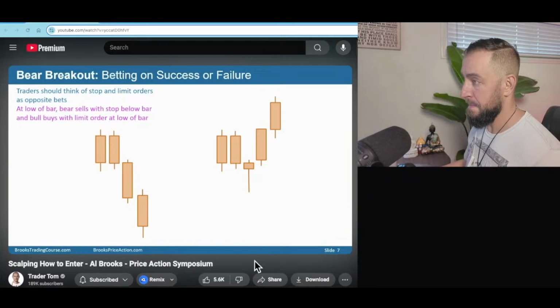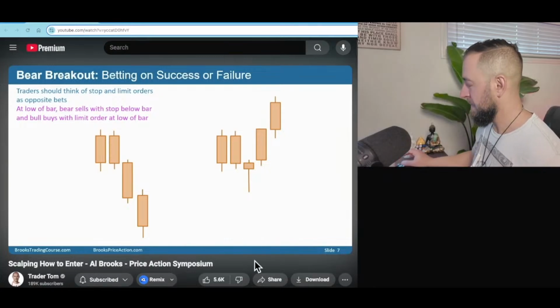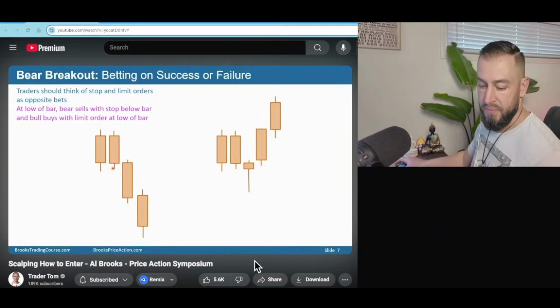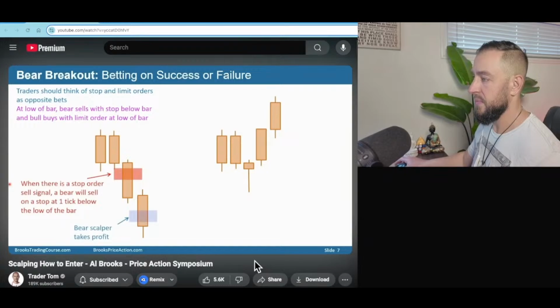A bear looking to sell with a stop order is going to enter on a stop one tick below the low of the prior bar, or 1 pip in a forex market. This low is above that low, so this is a pullback, and bears will short 1 tick or 1 pip below the low of that bar. And he's hoping the market's going to fall far enough for him to scalp, and then he'll take his profit at whatever predetermined profit target he wanted.